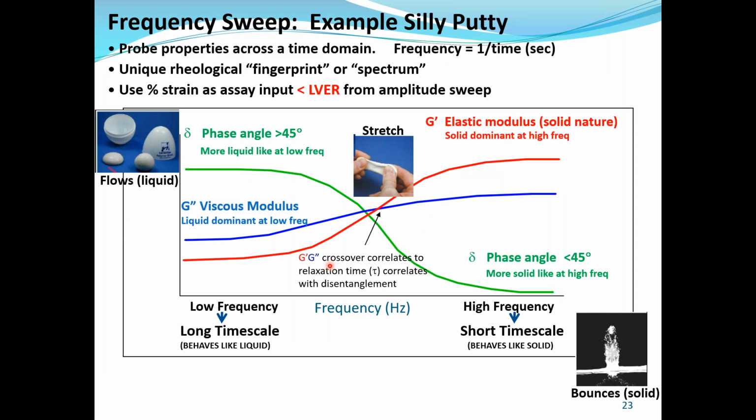Okay, we're going to switch over to a frequency sweep. In this case, we're using silly putty, which I imagine many of us had when we were kids, and maybe you still have some. So anyway, with the frequency sweep, we use that to probe the properties across the time domain. Keep in mind, frequency is inversely proportional to time. This is an assay that generates a unique rheological fingerprint or spectrum of the sample, and it uses the percent strain that was determined from the amplitude sweep.